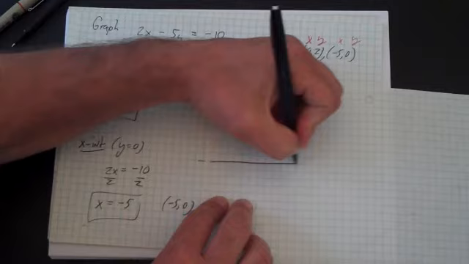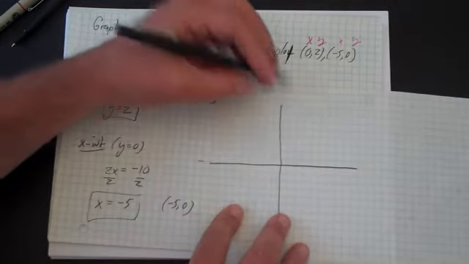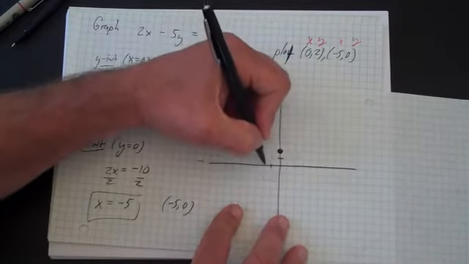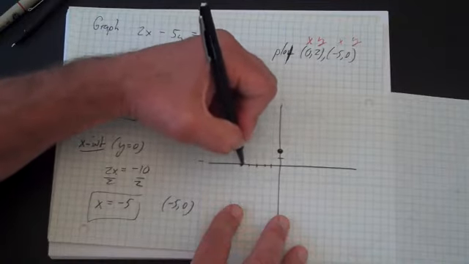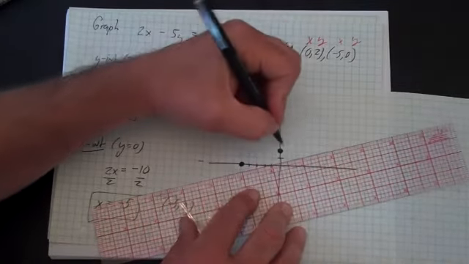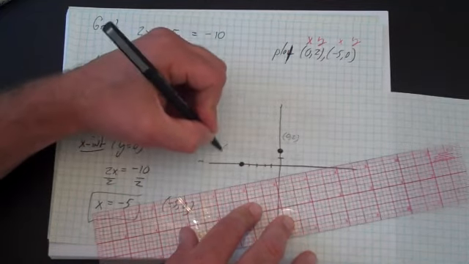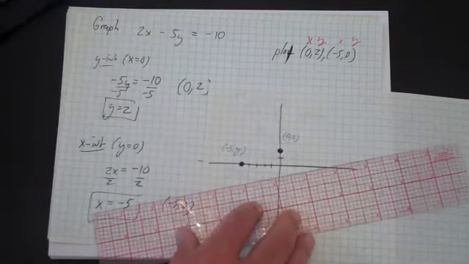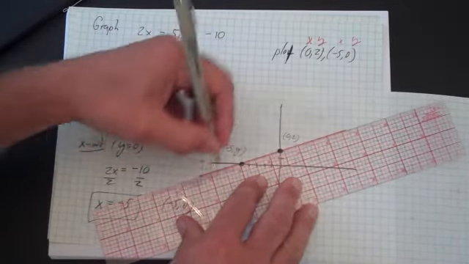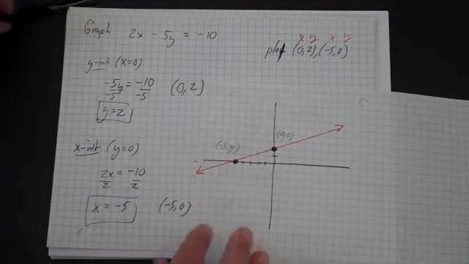If you graph (0, 2), it would be right here. And (minus 5, 0): 1, 2, 3, 4, 5, would be right there. And then you simply draw a line between those two, right? Remember, this is x and y, so this is x is 0, y is 2, and this is x is minus 5, y is 0. I'm going to graph in red because the first time I did this, I made a mistake. And that's how you graph by finding the x and y intercepts.